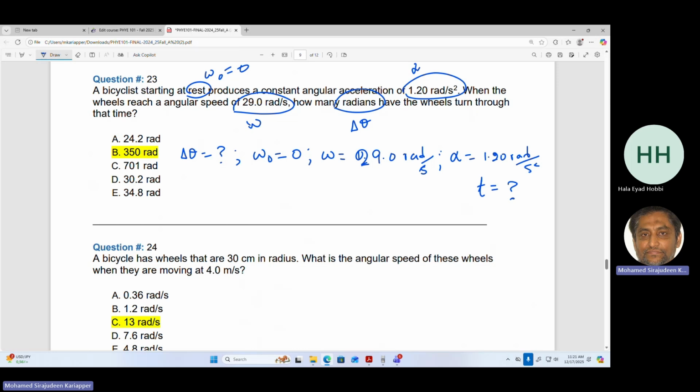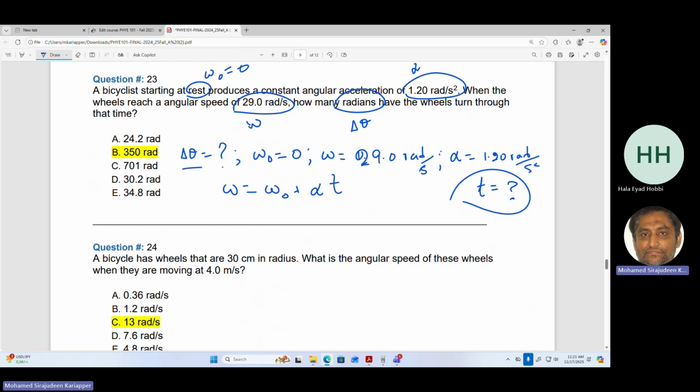The question is to find the time. I'm not interested in finding the delta theta. Okay, let me put it back in. It's a question mark, but I'm not interested in this. I'm only interested in the time. So that means I have to pick the equation which doesn't have delta theta in it, which is equation number 2, which is omega is equal to omega 0 plus alpha t.